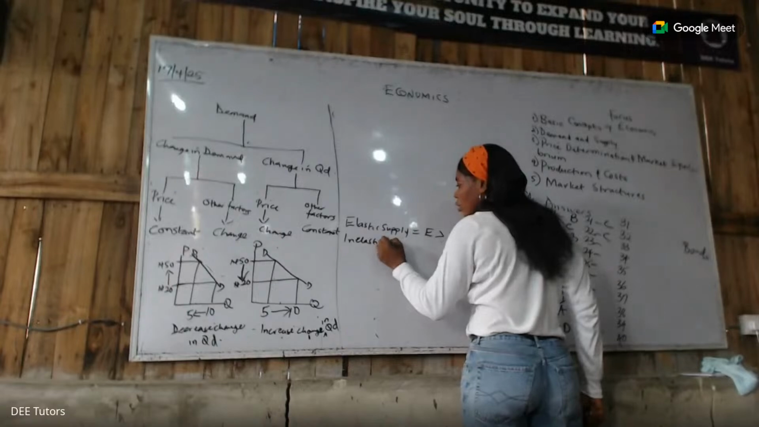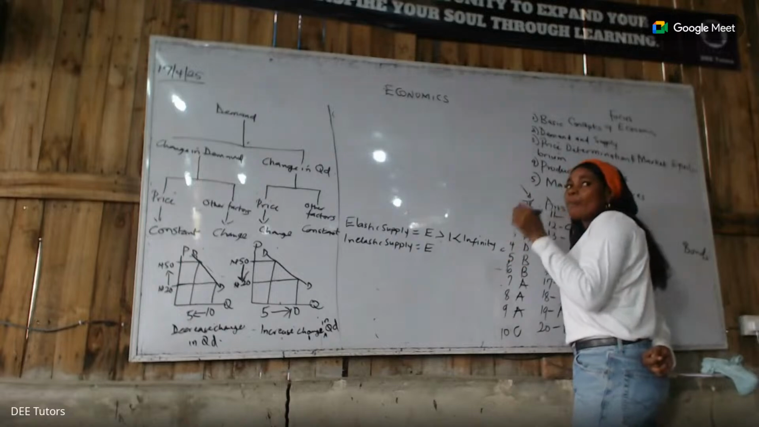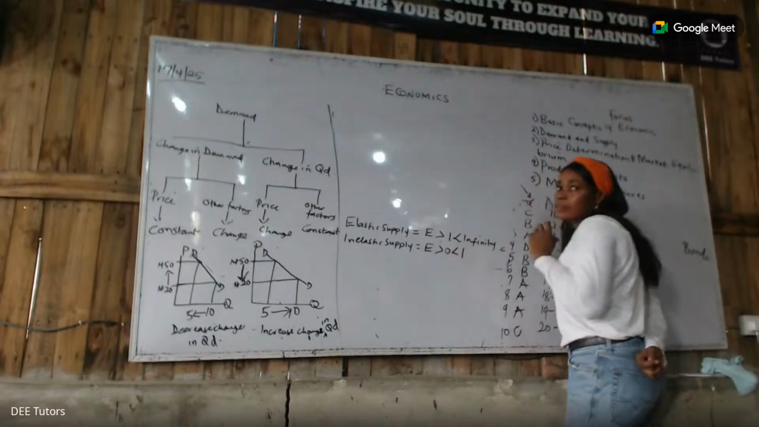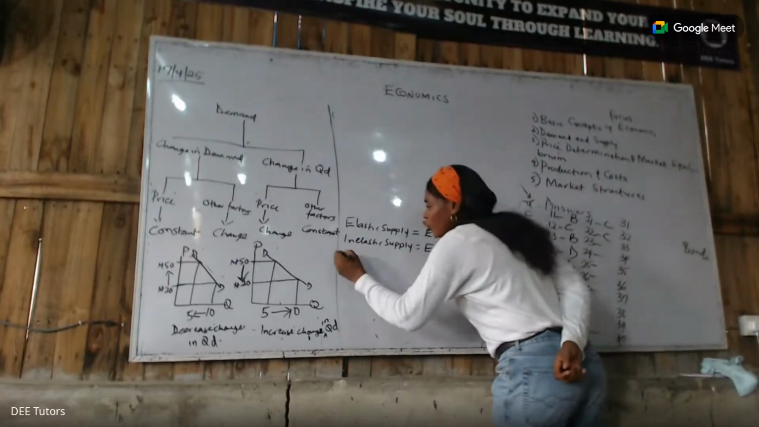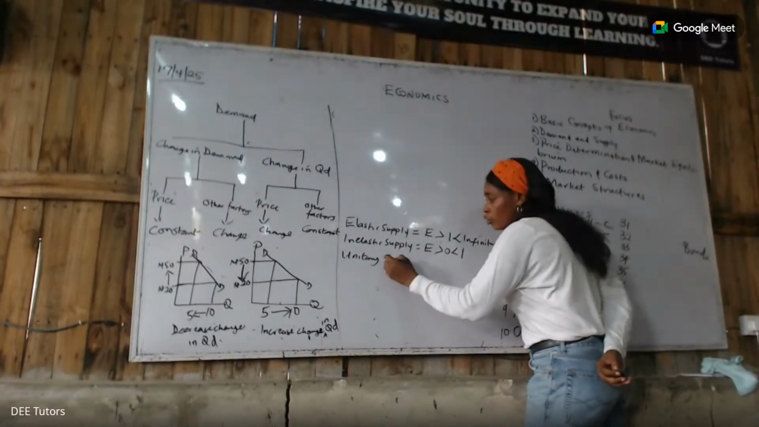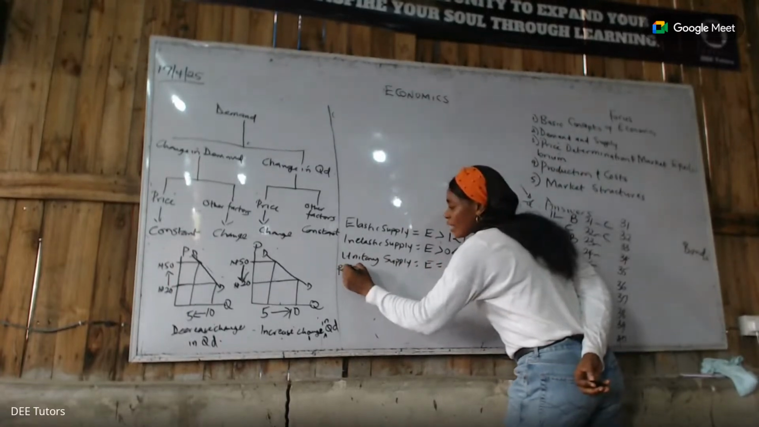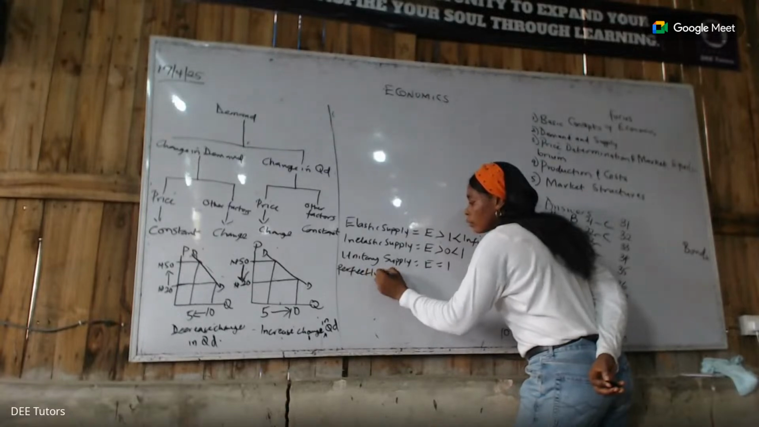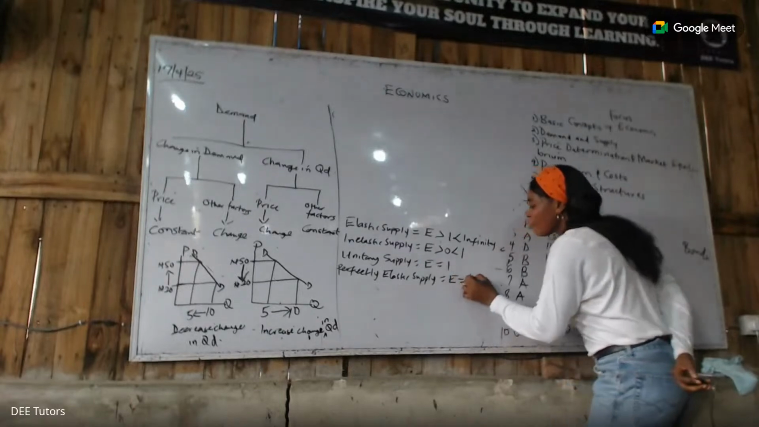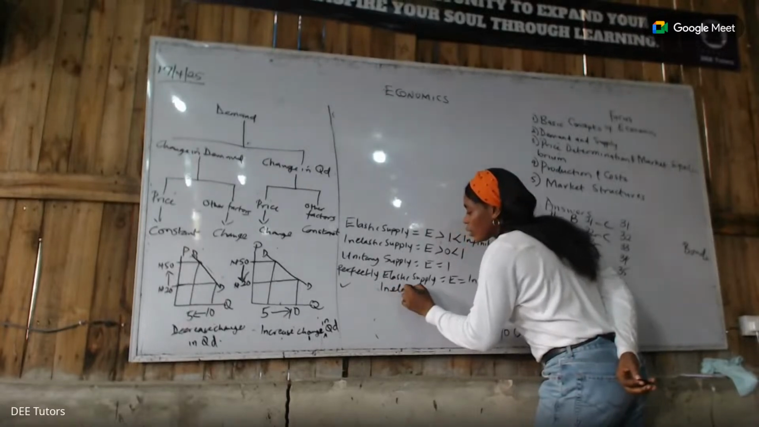Inelastic supply: elasticity is greater than 0, less than 1. You understand? Then unity. Don't worry, I'll still write the note for you. Unitary supply: elasticity is equal to 1. Perfectly elastic: elasticity is infinity. Then perfectly inelastic.